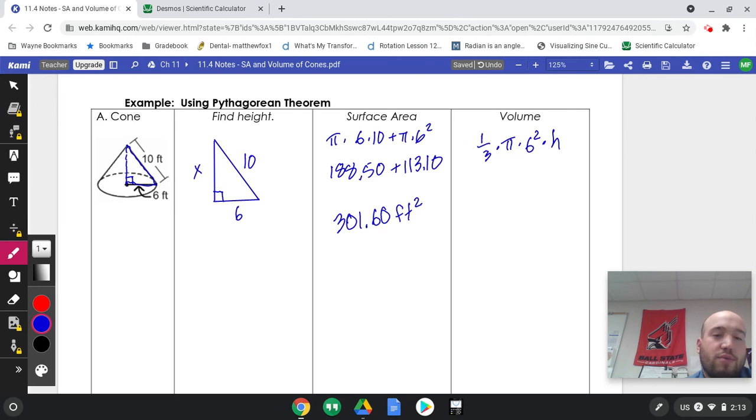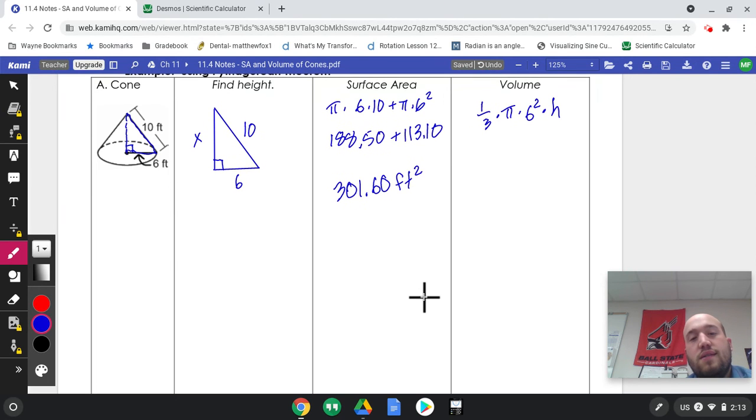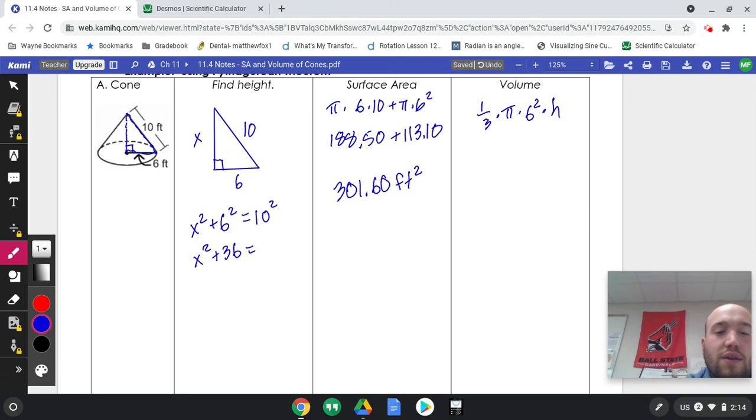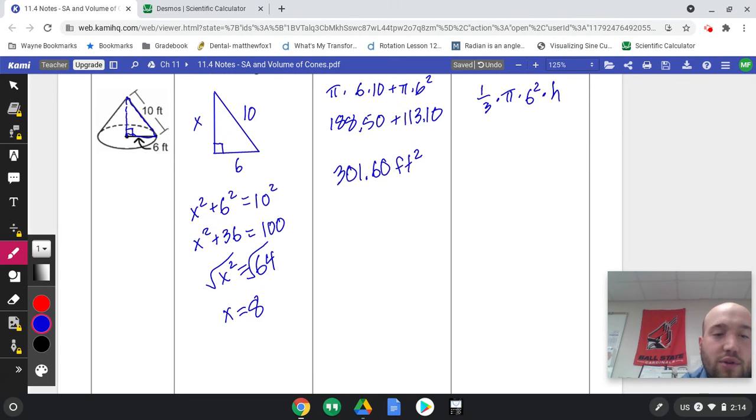Hopefully you remember a squared plus b squared equals c squared. In this case, c has to be the 10, or the hypotenuse. So x squared plus 6 squared will equal 10 squared. 6 squared gives us 36, that will equal 100. We subtract the 36 and we're left with x squared equals 64. We take the square root of both, and x will have to equal a positive, so x equals 8. That is our height, and if we want to label it, the height is going to be 8 feet. It's just a distance, so there's no square.